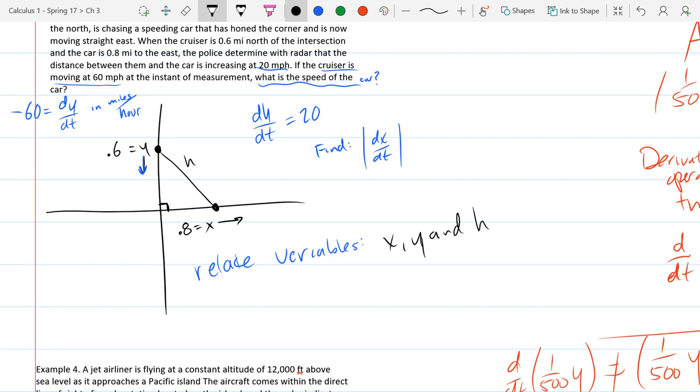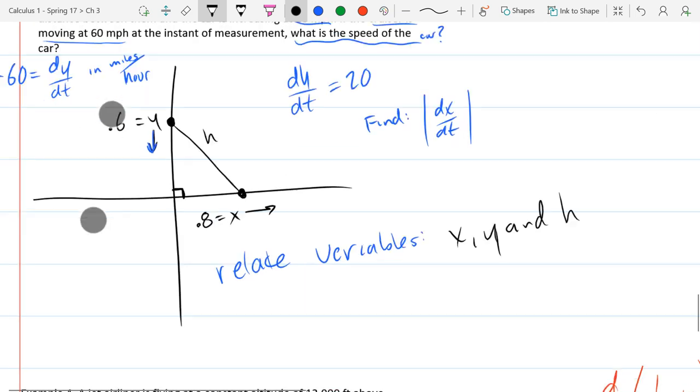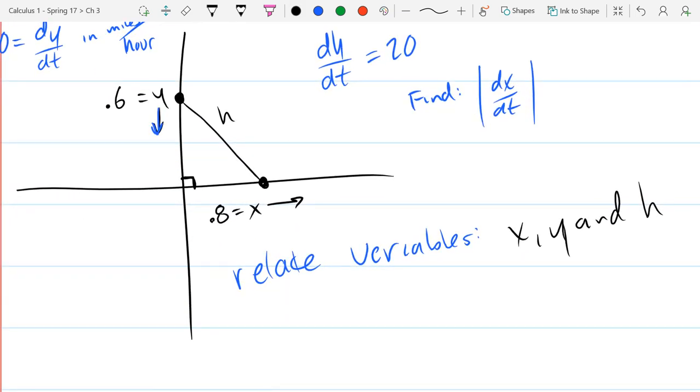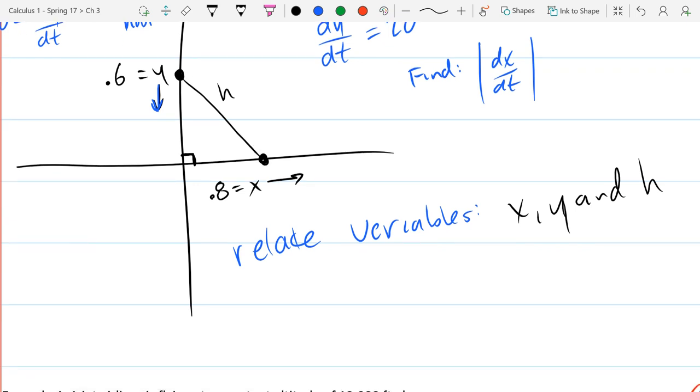So who can relate x, y, and h? What's the oldest theorem you know? Pythagorean theorem, can we use it here? Yeah. We've got a right triangle, and we've got all three sides. So use the Pythagorean theorem and relate the three sides. And h is the hypotenuse. That's why I chose h. I think they use c for the hypotenuse, which is not necessarily the best to use if you're going to be doing calculus.